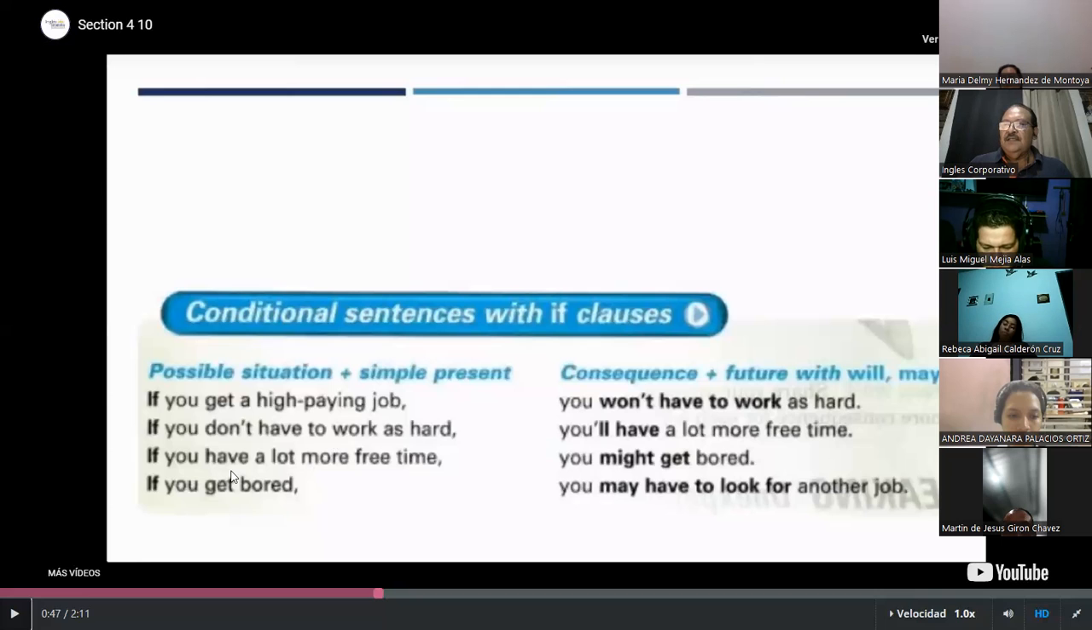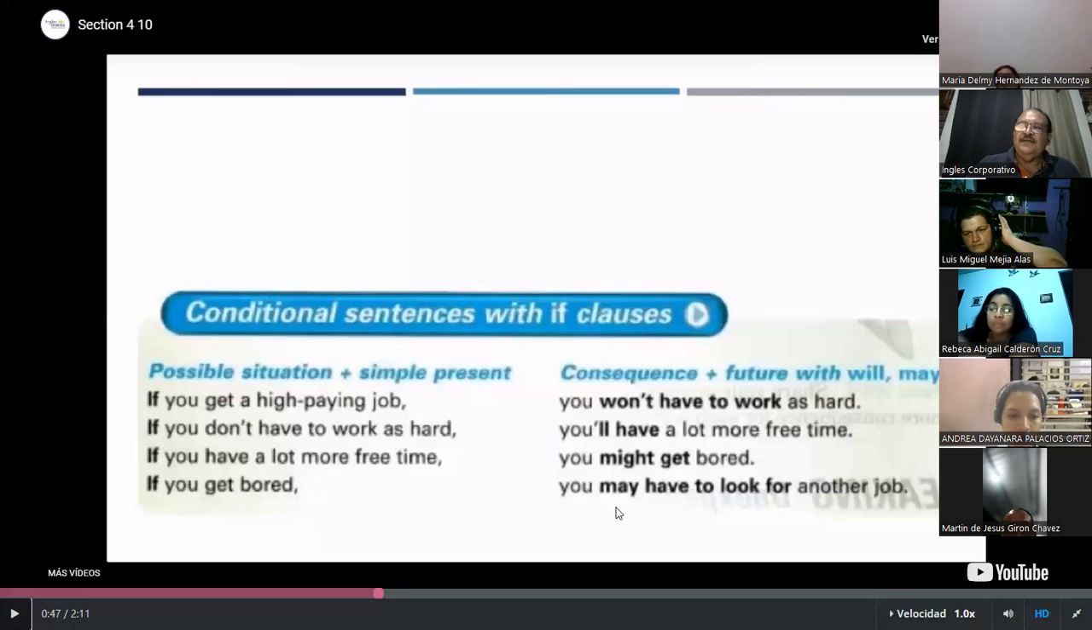When you say, for example, if you have a lot more free time, you might get bored. You might get bored is probably you will get bored, but it's a remote possibility. When you say, if you get bored, you may have to look for another job, with may the possibility is higher. With may it's 50%. So using might or may is a very personal way to use it, because it all depends how you feel the result is going to be.